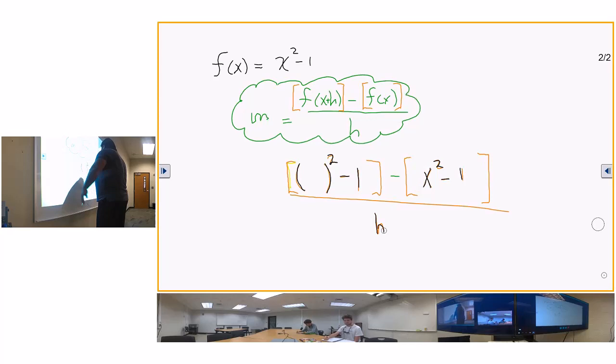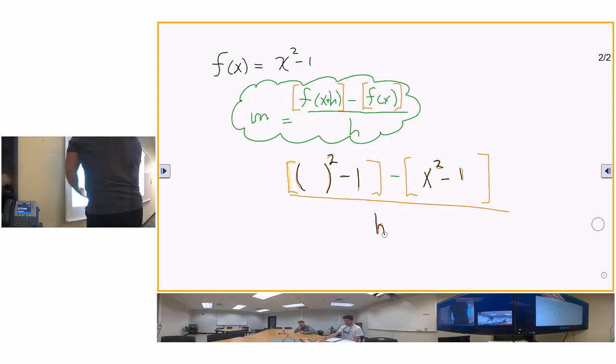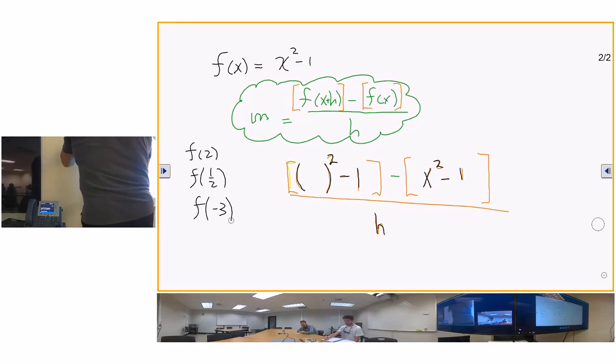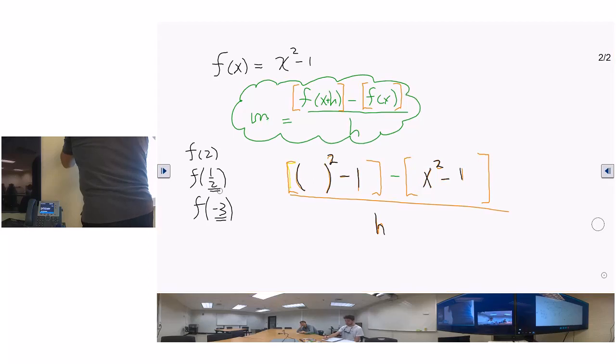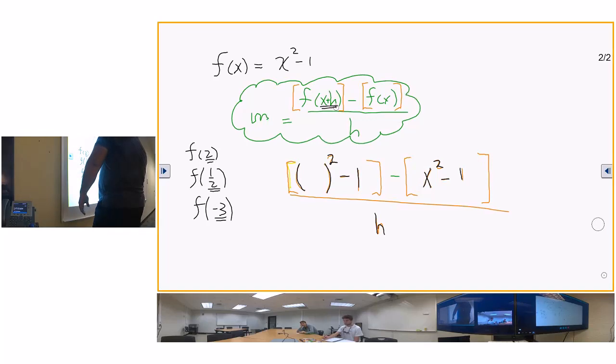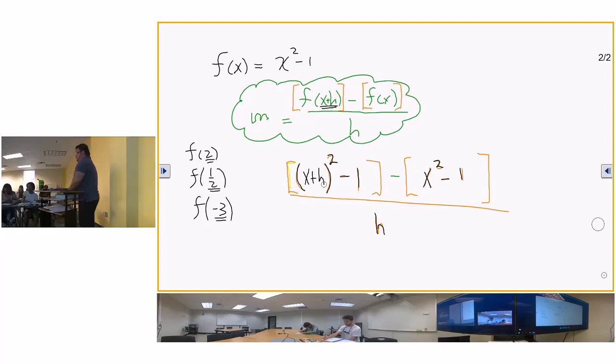Okay, now everybody should see what I just did. Whenever we have something in parentheses, we plug that into the what? The equation. We've been doing that: f of 2, f of 1/2, f of -3. Whenever you have something in parentheses, you plug that something in. We've got x plus h in parentheses, so that means we're going to plug in x plus h. Now that I've set it up for you, because that's the only thing new, the rest of it's all algebra. So finish it.